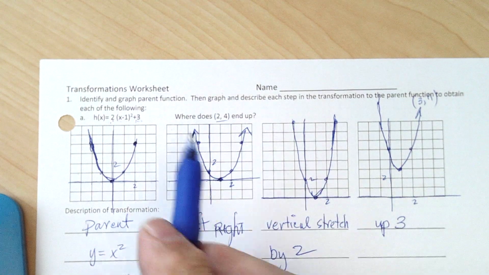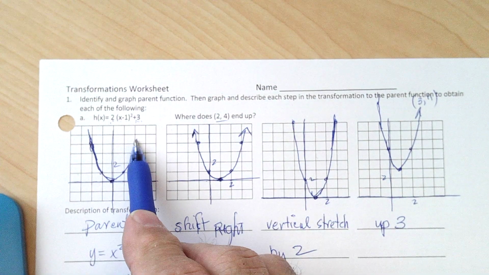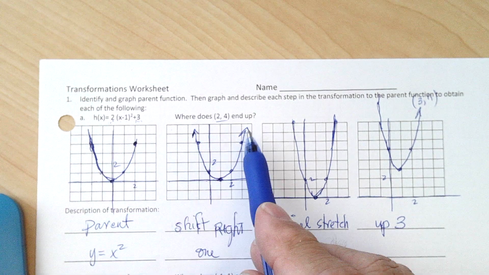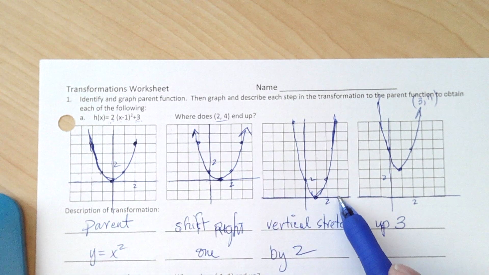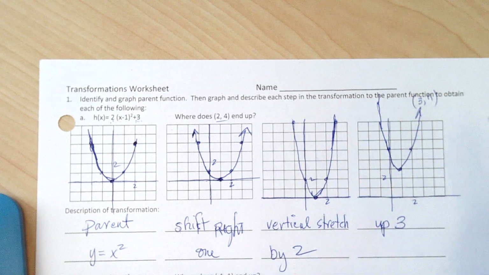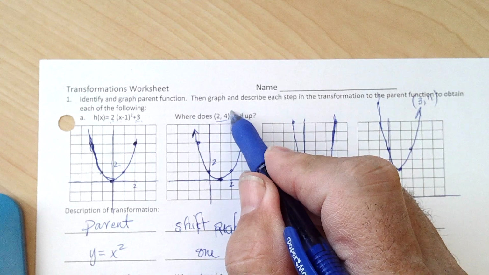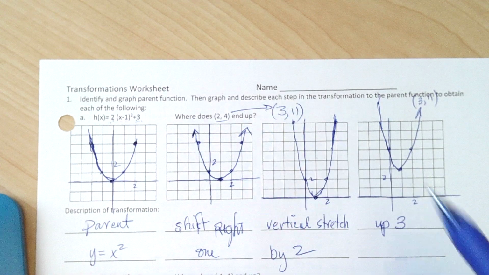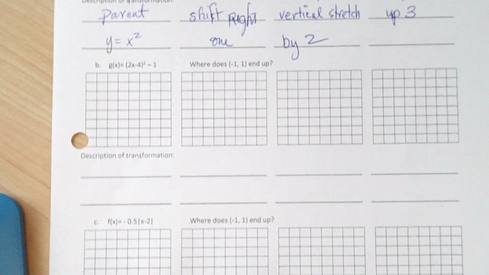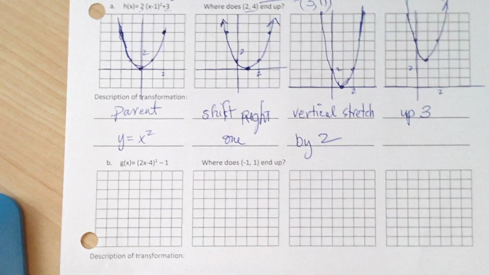So where does 2, 4 end up? Well, first it got moved to 3, 4. Then it got moved to 3, 8. And then it got moved to 3, 11. Okay, next one. Oh, shift up 3.